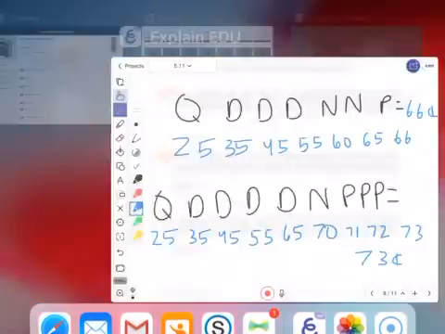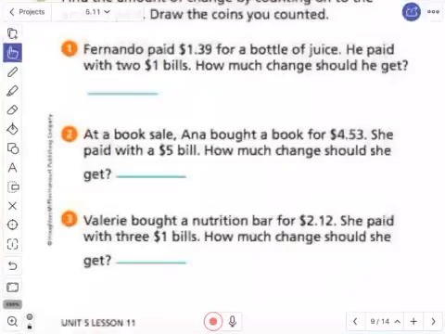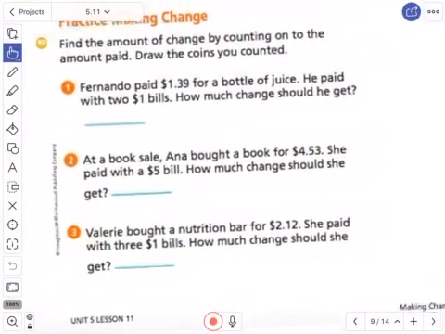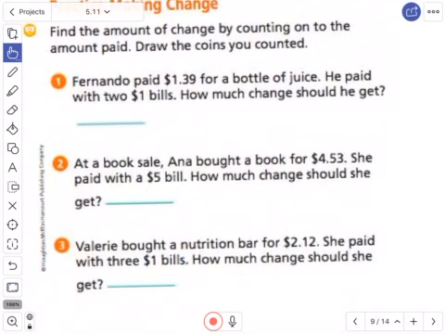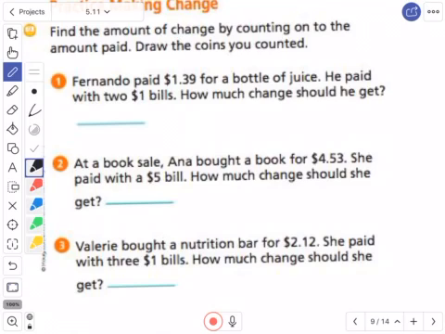Okay, and we are back here. For this, I'm going to show you 3 different ways to do these problems. You can do whatever way is going to be best for you, but I'll just show you 3 different ways. So for my first way, I'm actually going to go to the next page so I have more space.